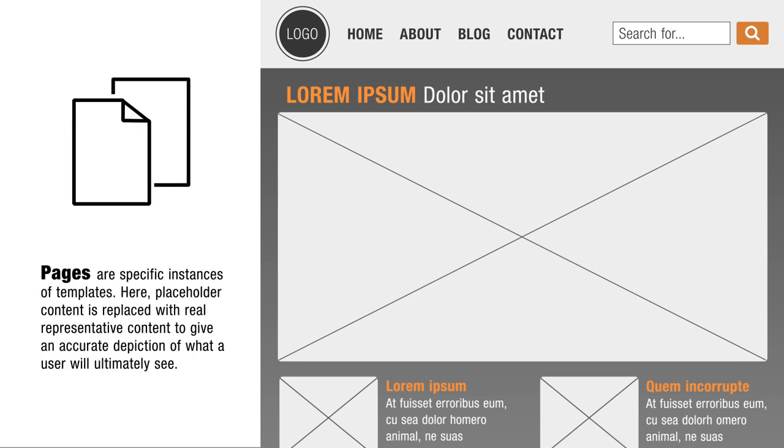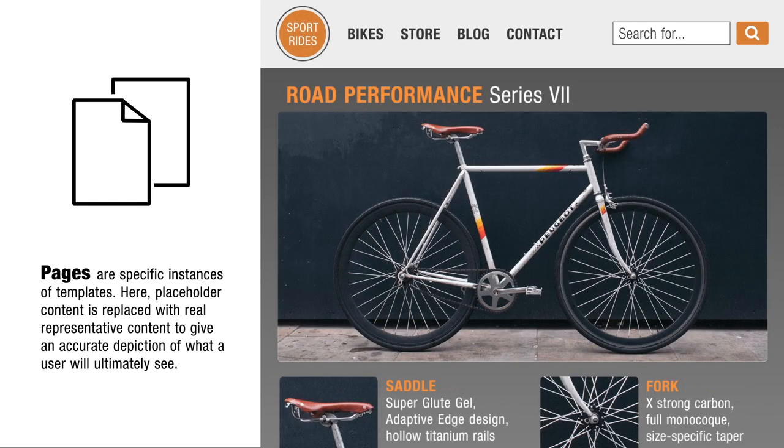Pages are specific instances of templates. Here, placeholder content is replaced with real representative content to give an accurate depiction of what a user will ultimately see.